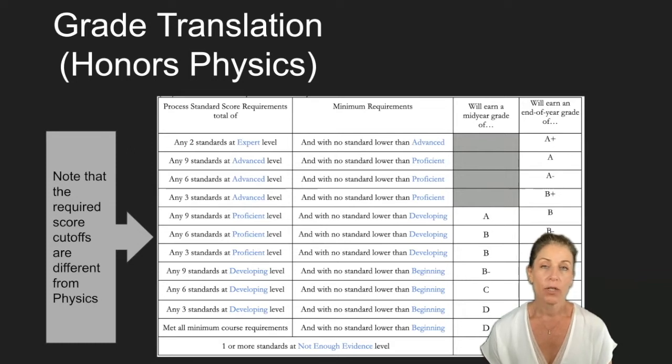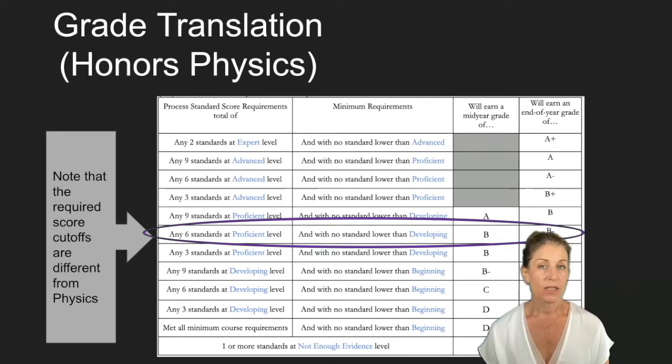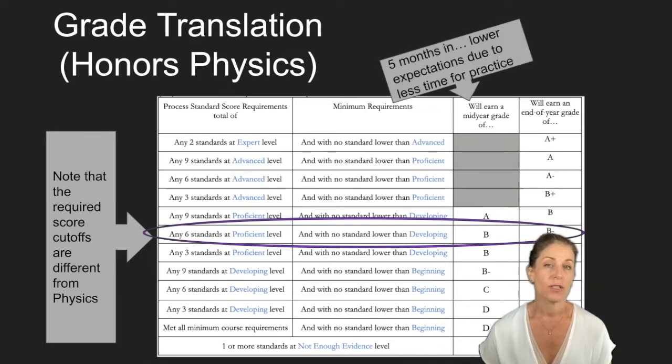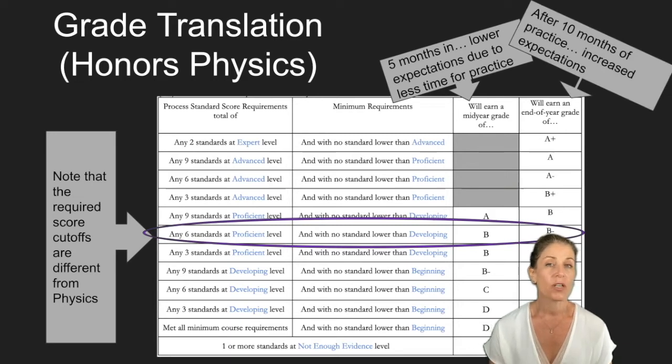Let's look at a particular row in order to understand how to read this. In the 6th row, it says, any 6 standards at proficient level and with no standard lower than developing. This means that out of the 10 practices, a student who earns at least 6 of them at proficient or better, and nothing lower than developing, so no beginnings and no not enough evidences, that person will earn a B at the mid-year. At the mid-year, again, you've had 5 months of practice, but by the end of the year, you've had 10 months of practice, and therefore earning the same scores would be equivalent to a B minus.